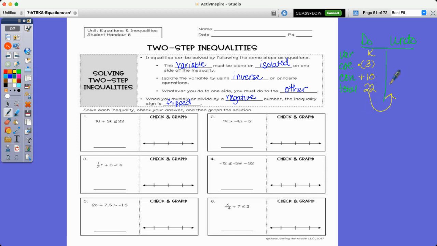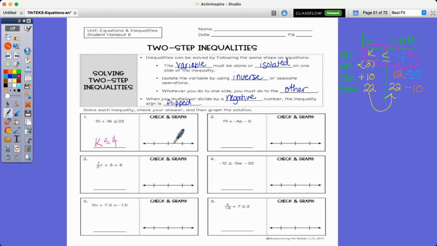We do the same thing we've been doing. We're going to draw our 22 here. What is the opposite of adding? Subtracting, you got it. Subtract 10, we get 12. What is the opposite of multiplication? We divide, and we get 12 divided by 3 is 4. Now, we are not multiplying or dividing by a negative, so we keep that sign. And this is our answer. So I have k is less than or equal to 4.